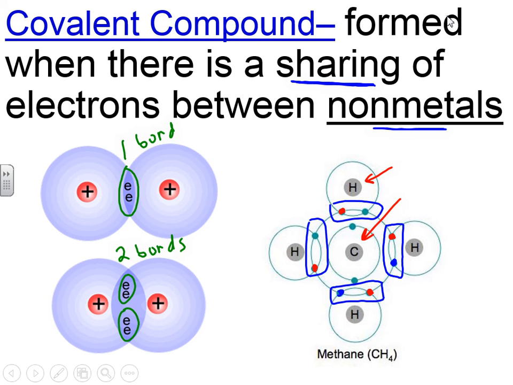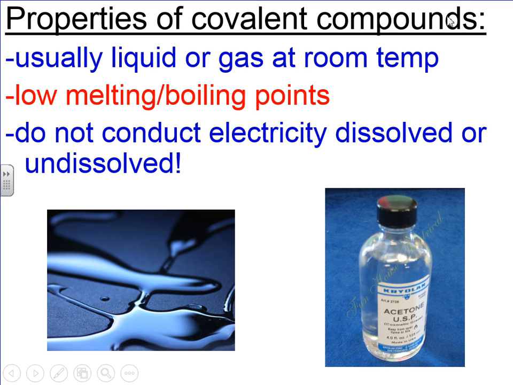Some properties of covalent compounds is they are usually liquids or gases at room temperature. It's possible for them to be a solid, but if they are a solid, it'll be easy to melt them. So these have low melting points and also low boiling points. And they do not conduct electricity, whether dissolved or undissolved.